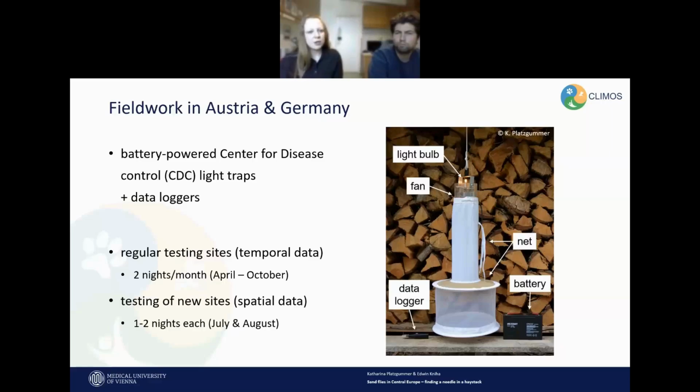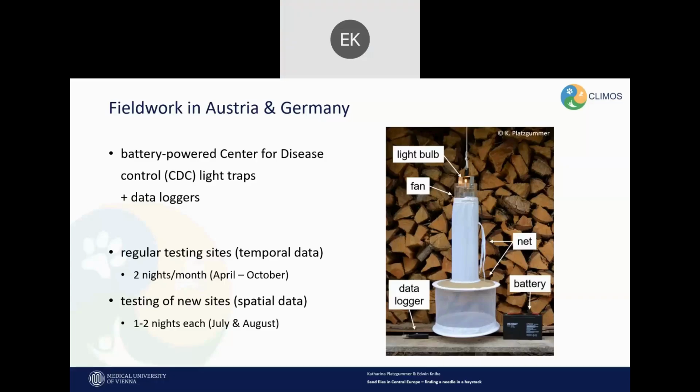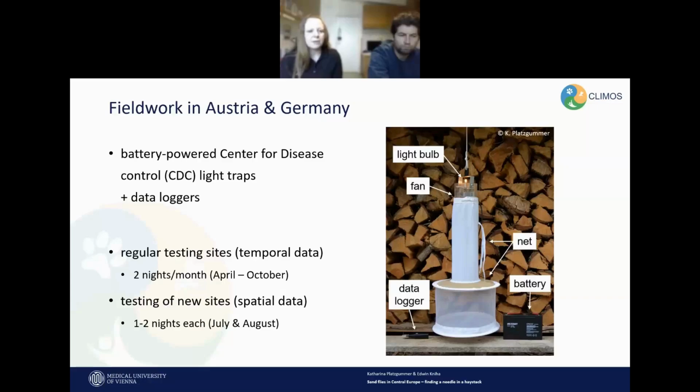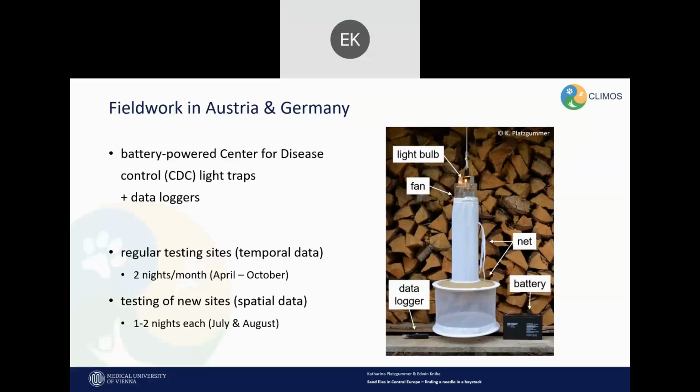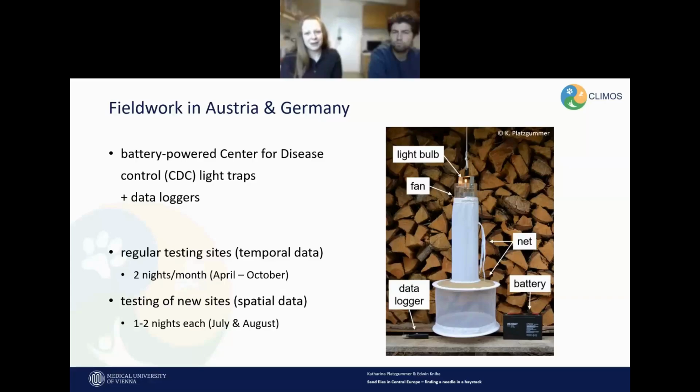In addition, we also did this testing of the new sites to collect spatial data to know where the sandflies actually are distributed. This we do for 1 to 2 nights each in July and August. We do this in July and August because we know that sandflies are most active in July and also in the warmer parts of August. So if the sandflies are present somewhere in July and August, we are really safe to also have them in our traps then.